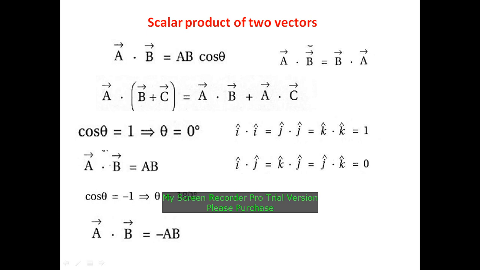In the rest of the rotation, 180 to 360, it changes vice versa. And i dot i, j dot j, k dot k is 1. i dot j means it is a 90 degree angle, and this is also a 90 degree angle, so that is why it is 0. Only 3 values are considered: i dot i, j dot j and k dot k are 1. Other than that, all the values are 0. So this is the scalar product of two vectors.